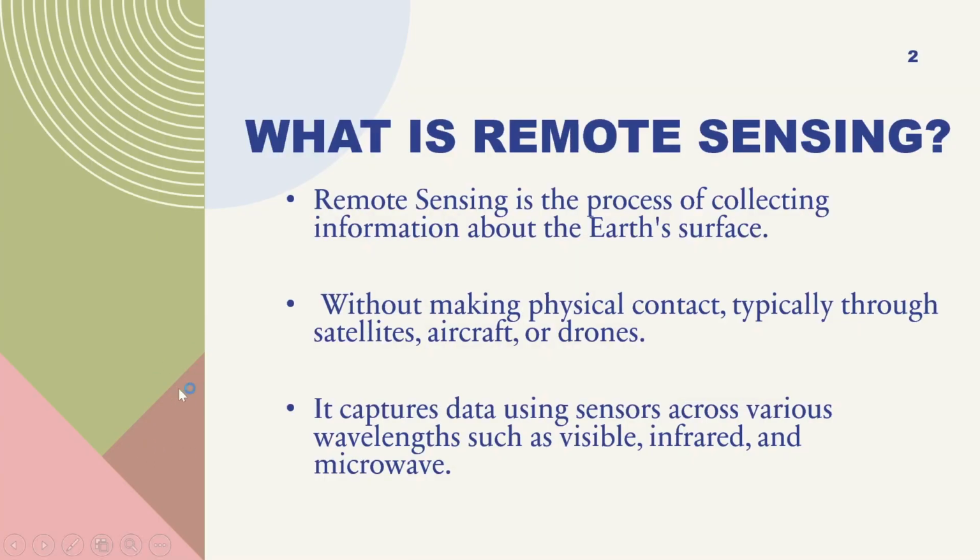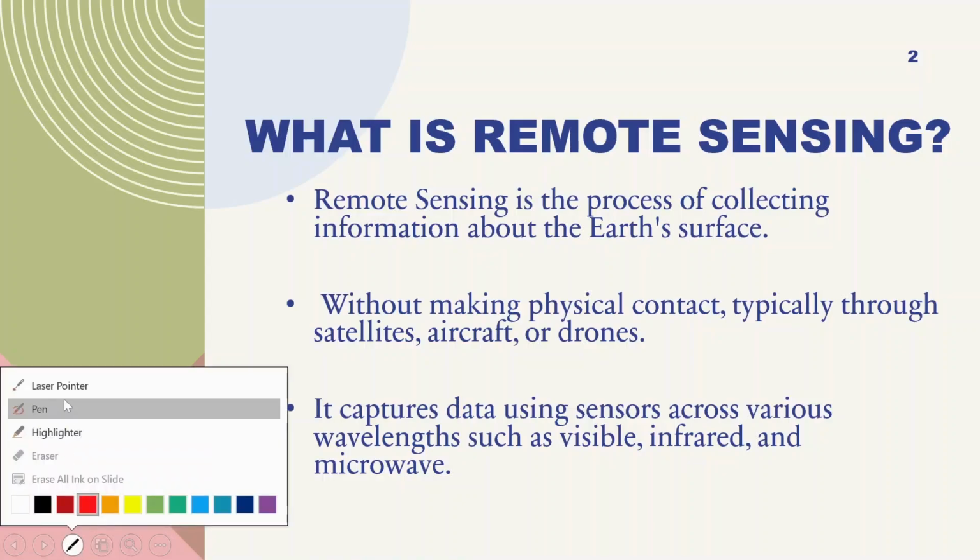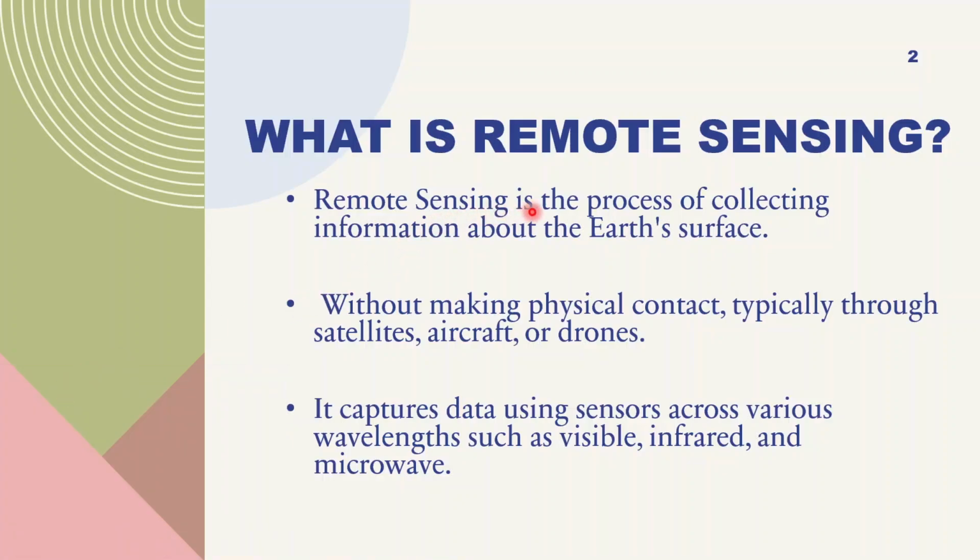Now, remote sensing in the actual sense is a technique. It is the process of collecting information about the Earth's surface, without making physical contact. So you are not going to the site to pick, let's say, coordinates, elevation, rainfall data, or soil data. You are not doing it physically, but rather remotely. You are not there, but you are accessing information.